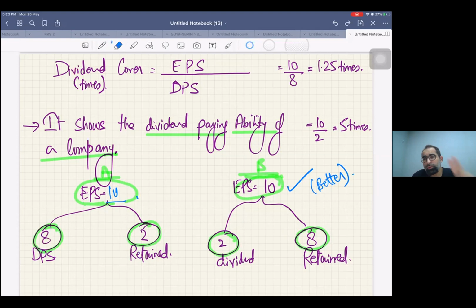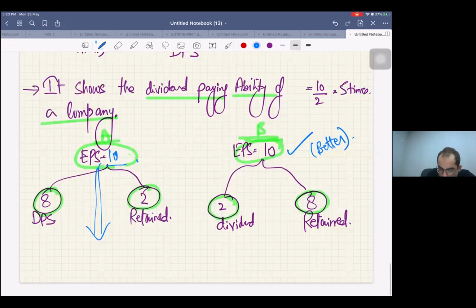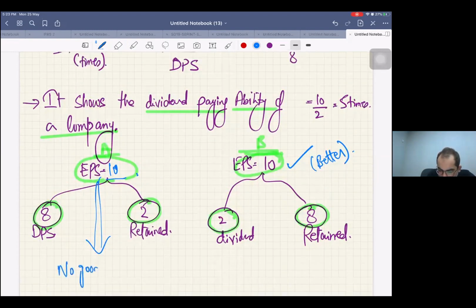Okay. Now the commentary number two. Wait. Company A is distributing 80% dividends. That means company A might not have good investment opportunities. No good investment opportunities. Don't forget this.